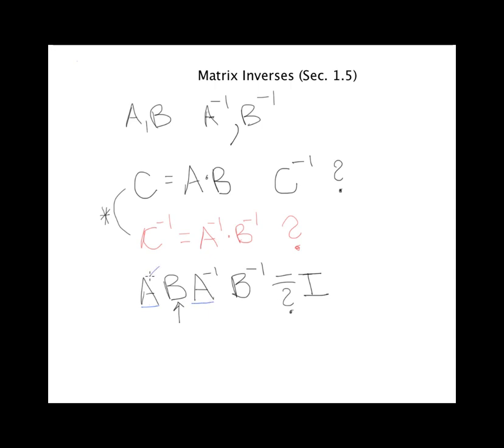I'd like these to give me the identity and these to give me the identity, but matrix multiplication is not commutative. This is not necessarily equal to A times A inverse times B inverse. If matrix multiplication was commutative, I could switch these two to this order, and then I would have the identity, because this is the identity times the identity. But there's a big no here. Matrix multiplication is not commutative. So what do you do?